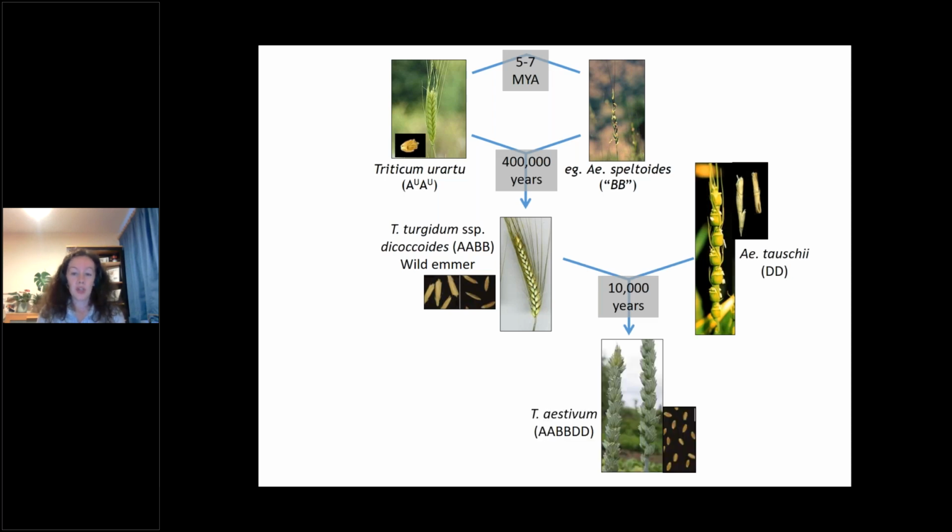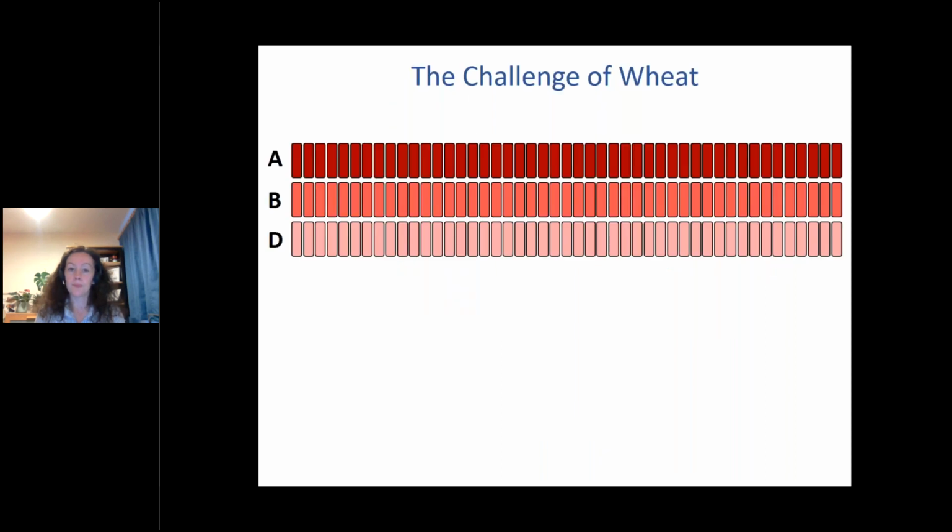And this hybridization event formed hexaploid wheat, which has three subgenomes, the A genome, the B genome, and the D genome. And I'll be referring to these quite a lot during this webinar. So these several steps of hybridizations mean that the wheat genome has three similar subgenomes, the A genome, B genome, and D genome. But not only this, the wheat genome itself is very large.